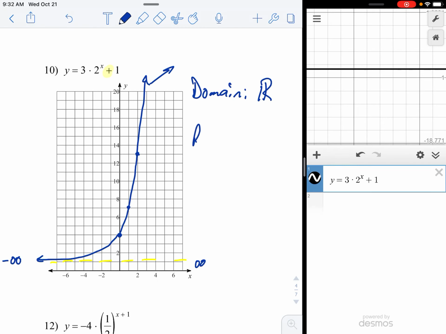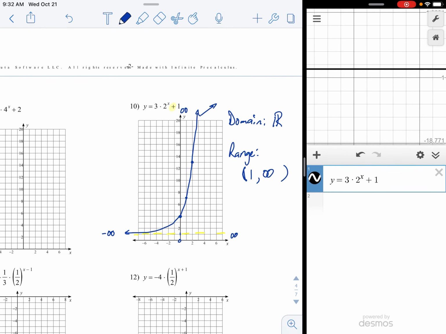Does it change the range from the other examples? And the answer is yes. If range is always low to high, the lowest number this reaches is not 0 anymore, it's 1, the asymptote. Although it doesn't actually equal it, so you have to have a parenthesis here. But it still does go up forever, so 1 to infinity.